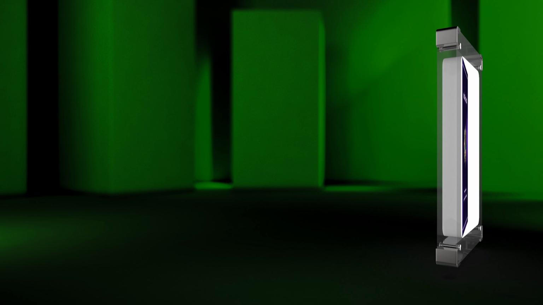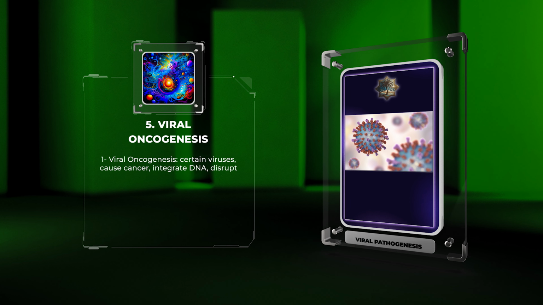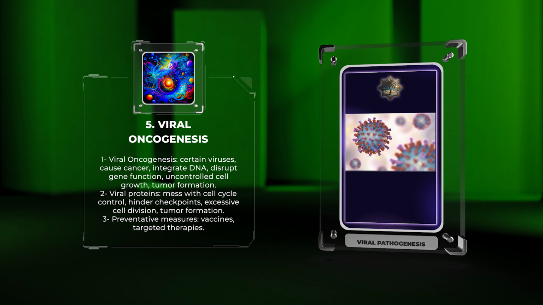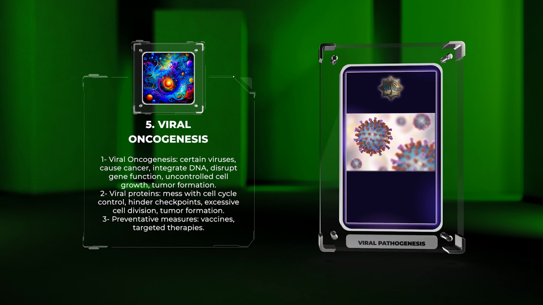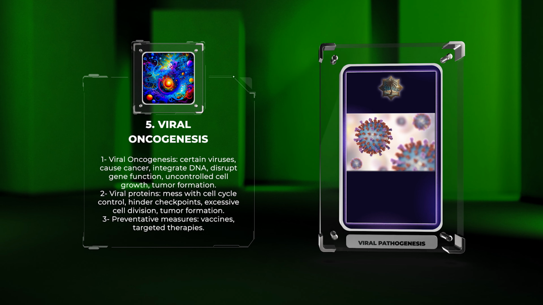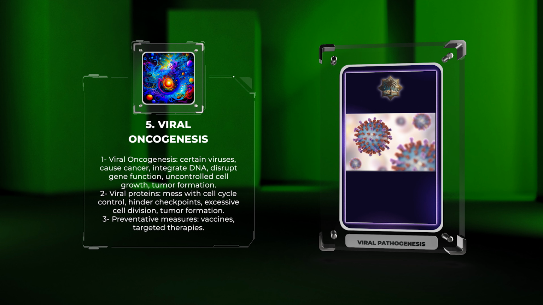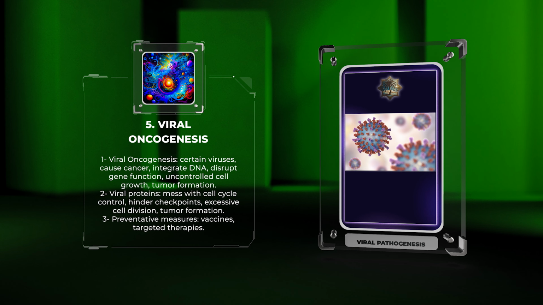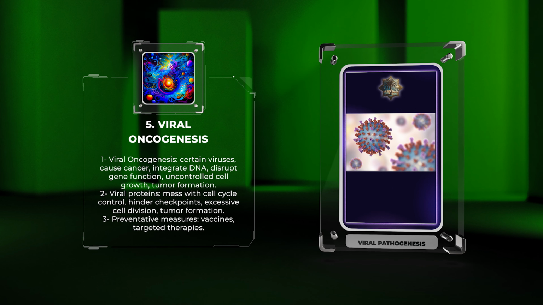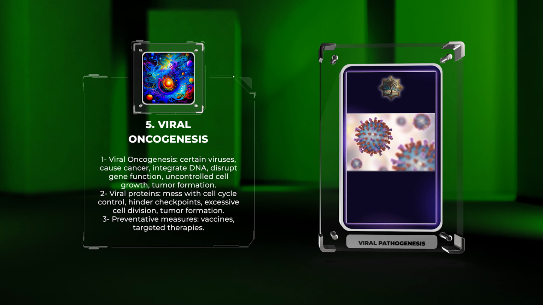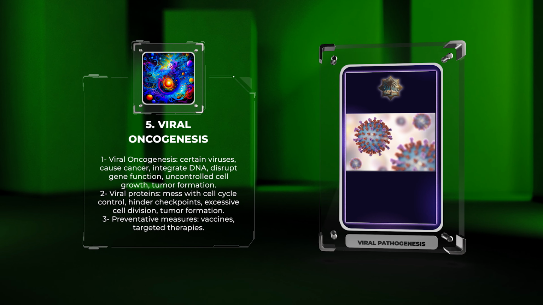In the fifth section on viral oncogenesis, we delve into how certain viruses can cause cancer. These oncogenic viruses integrate their DNA into our cells, disrupting normal gene function and leading to uncontrolled cell growth and tumor formation. Additionally, viral proteins can mess with cell cycle control, hindering checkpoints and resulting in excessive cell division and tumor formation. Understanding these mechanisms is crucial for developing preventative measures, including vaccines and targeted therapies.